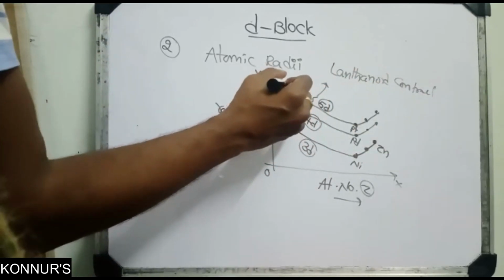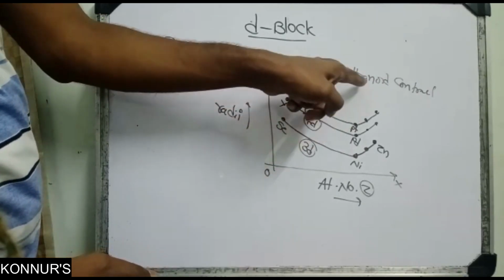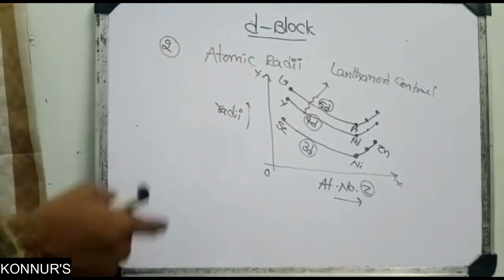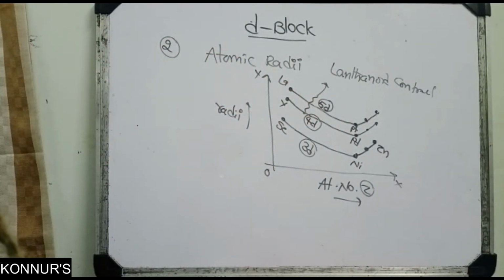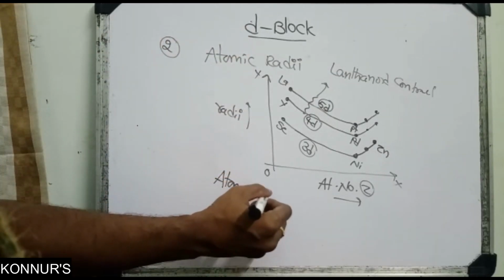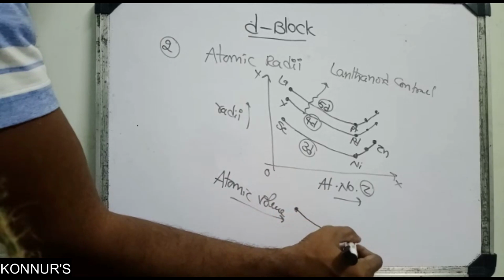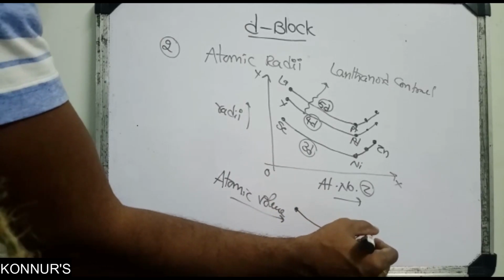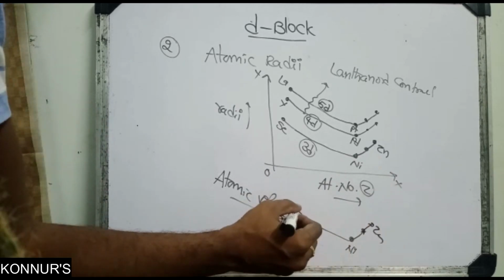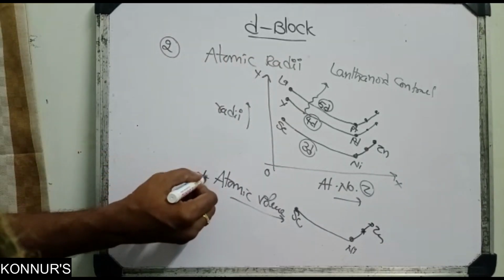So here what happens: after lanthanum, you are getting 14 elements, the lanthanoids. So all the remaining elements are facing lanthanoid contraction. Because of this, the size is very close to 4D. Atomic volume is also similar. Atomic volume also decreases from scandium to nickel. Further, copper and zinc increases. So atomic radius and atomic volume follow a similar manner.